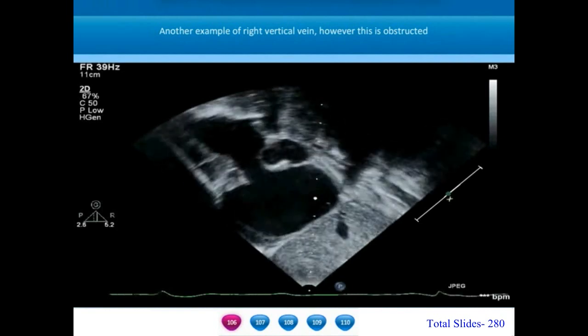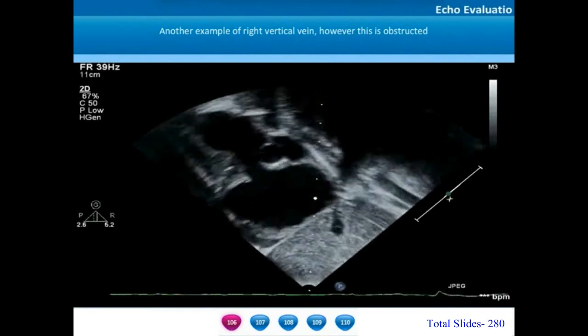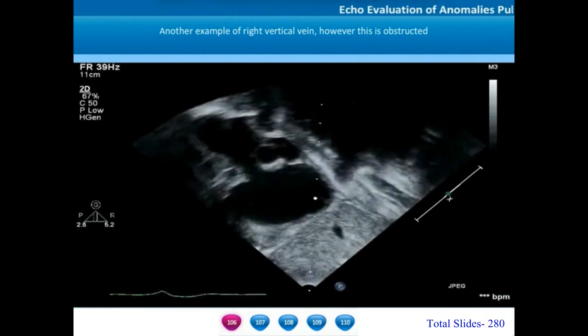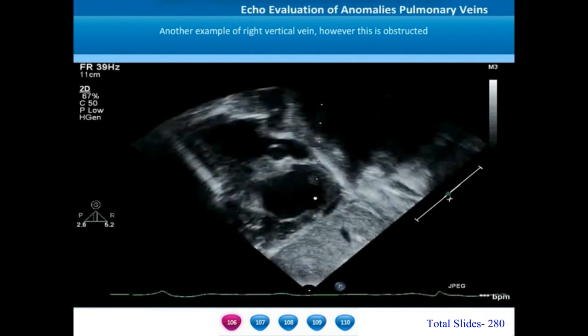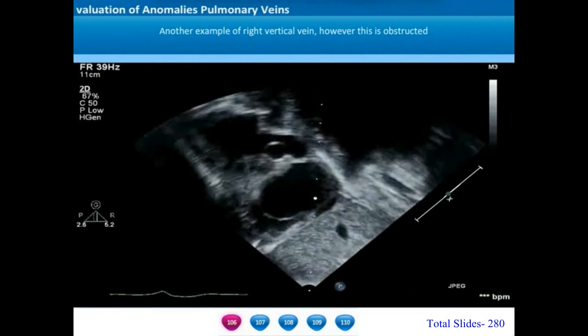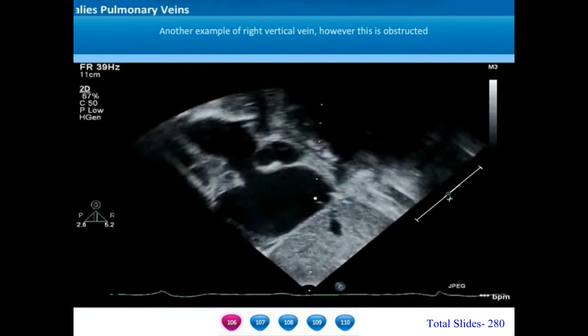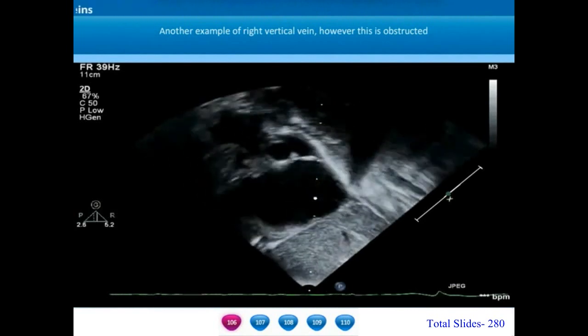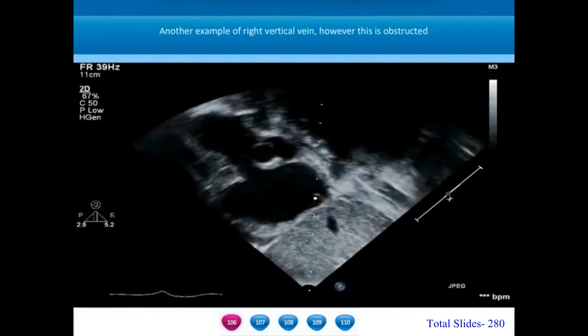Subxiphoid short axis view. A hugely dilated right superior vena cava is seen. The common chamber is draining through a right vertical vein. This right vertical vein is compressed by the right pulmonary artery anteriorly. You're able to see that the right vertical vein is anatomically much smaller.